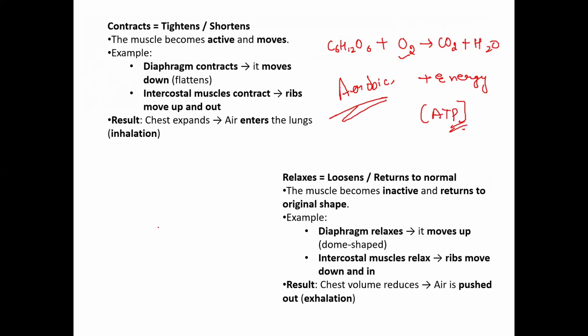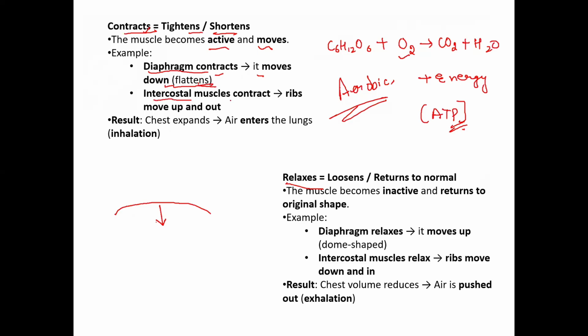Now, let's understand the two terms related to contraction and relaxation. It's basically related to how gas exchange happens. What is the meaning of contraction first? Basically, contraction means tighten or shorten. The muscle becomes active and moves. The diaphragm is a kind of muscle, right, which is below the lungs, and it moves down and flattens. So when we inhale the gas, the diaphragm moves downwards, and we can say it flattens.